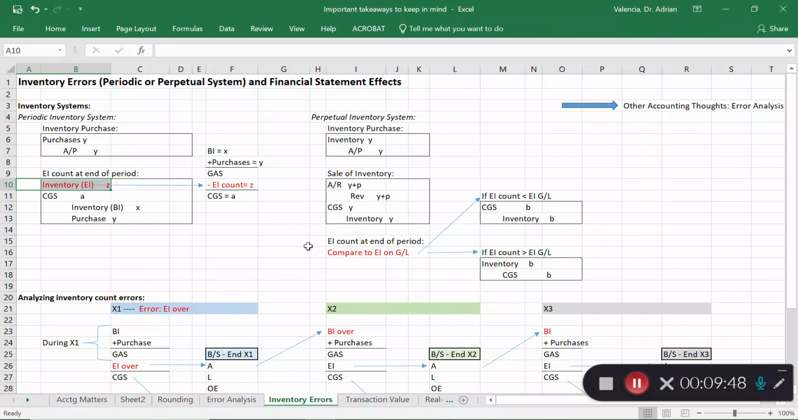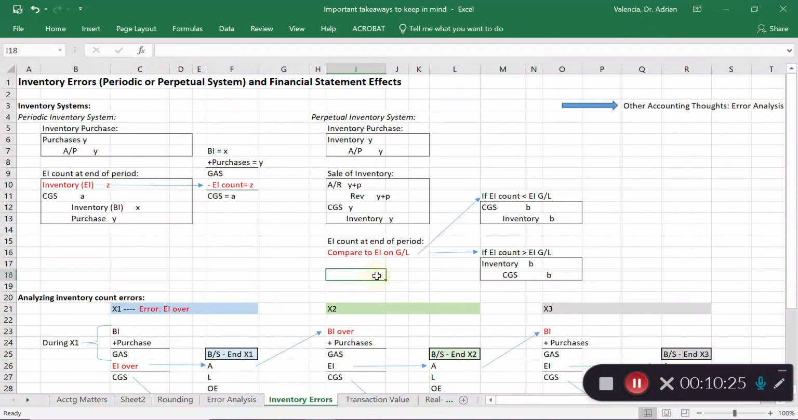Same thing here. If you're in the perpetual inventory system and I make an error and I overcount my ending inventory, same errors here, then if I overcount, I'm going to go in there and I'm going to debit inventory, even though I should not have, because I'm saying, hey, there's more inventory than I thought. And I'm going to credit cost of goods sold. So in other words, I'm going to reduce cost of goods sold because I noticed that we had more inventory than maybe we expensed.